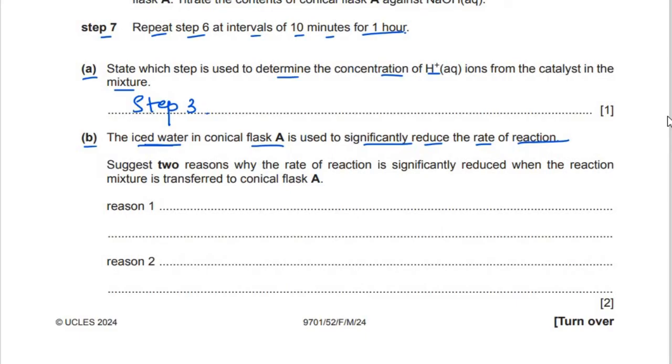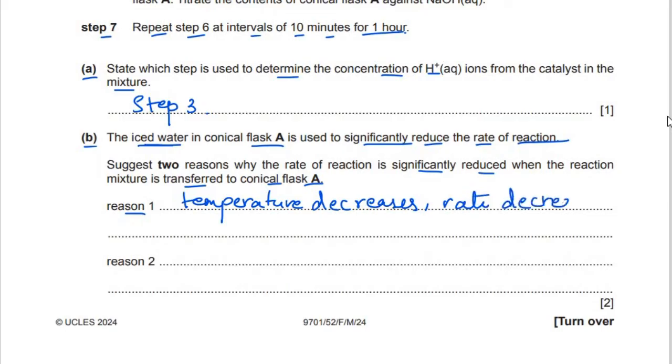Suggest 2 reasons why the rate of reaction is significantly reduced when the reaction mixture is transferred to conical flask A. Now in the conical flask there is iced water, and if we are adding the reaction mixture to flask A, then obviously the rate of reaction will be reduced. The first reason is that the temperature decreases. As we know, as the temperature decreases, the rate of reaction decreases. So we can write: temperature decreases, rate decreases. You can write it in full also.